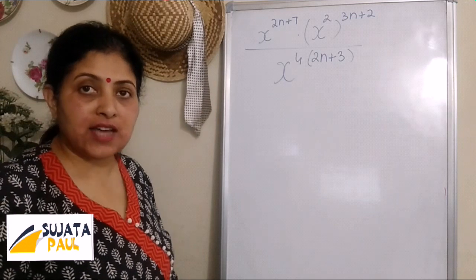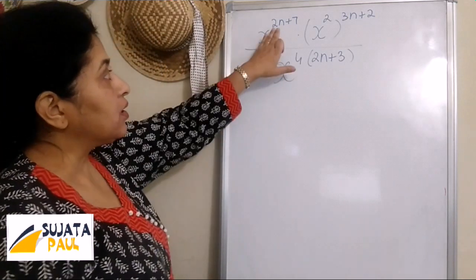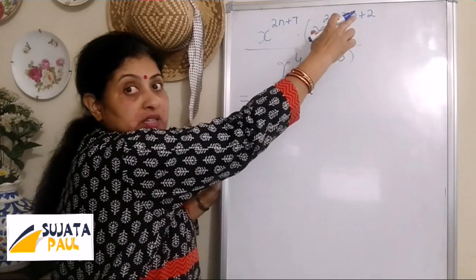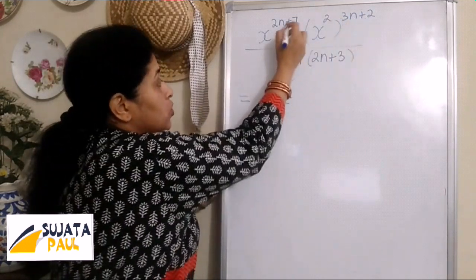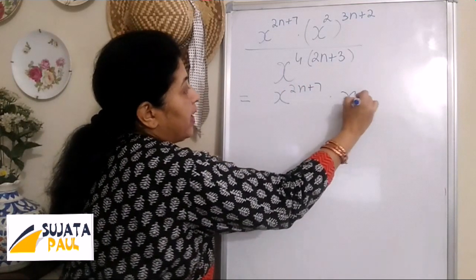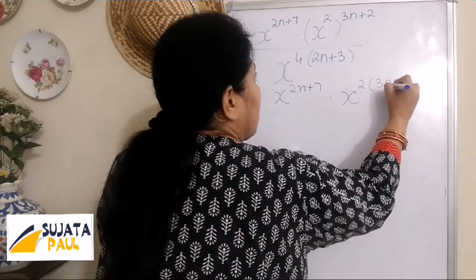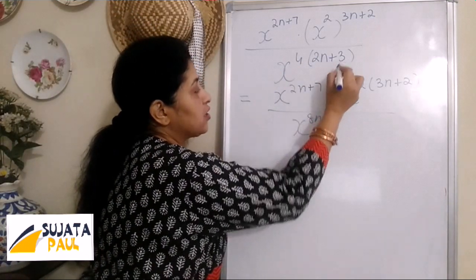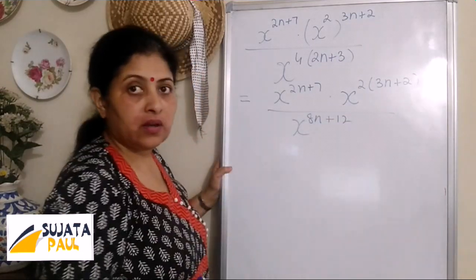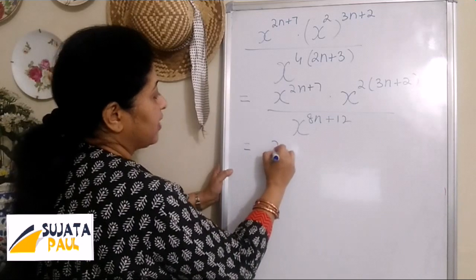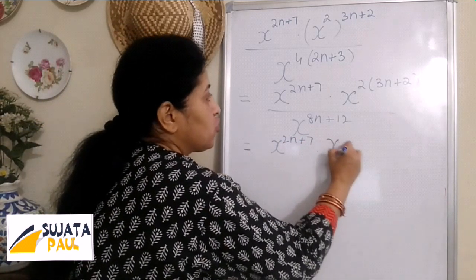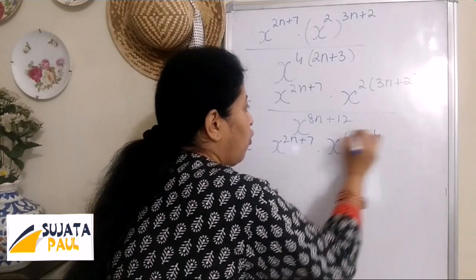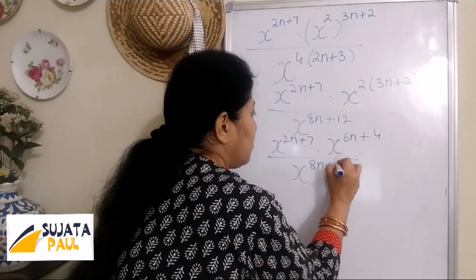Alright, so this is the last sum in exercise 2a. Let's see how this is to be done. This is going to be written as equal to x raised to the power of, what will I write? I am going to first open this one directly, like I told you earlier also. So I'll write 2n plus 7 into x raised to the power of, this actually means this, right, upon x raised to the power of, I'll open this, 4 2s are 8n plus into plus is plus, 4 3s are 12, right? And then I can write x raised to the power of 2n plus 7 into x raised to the power of plus 2 into 3 plus 3n is plus 6n plus into plus is plus 4 upon x raised to the power of 8n plus 12.